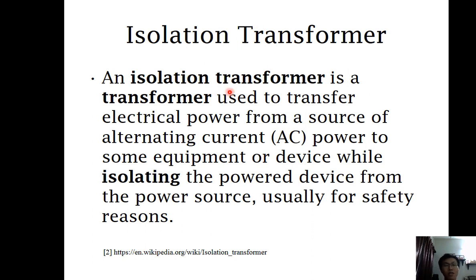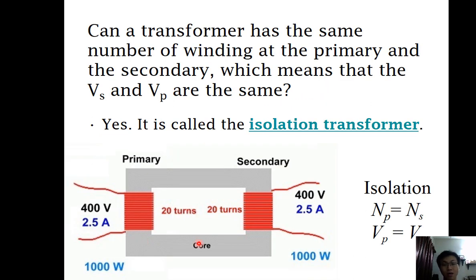An isolation transformer is a transformer used to transfer electrical power from a source of alternating current power to some equipment or device, while isolating the power device from the power source, usually for safety reasons. Isolate, we don't want them to have any electrical touching. The secondary is not connected to the primary side, or the other way around. That's why we isolate them.